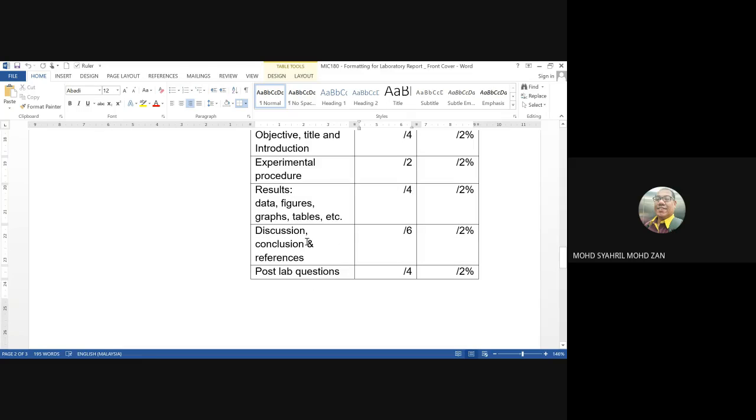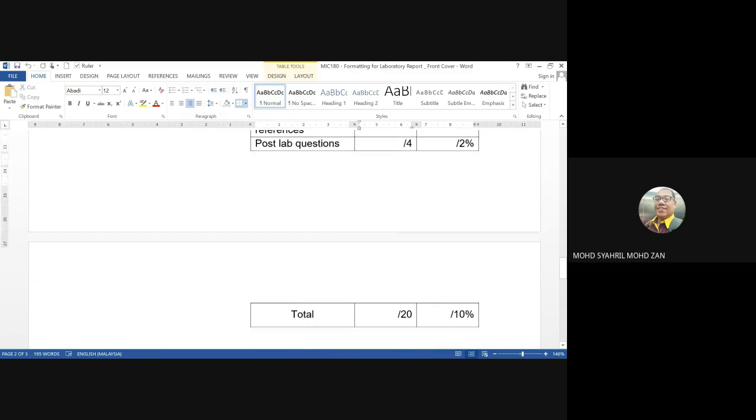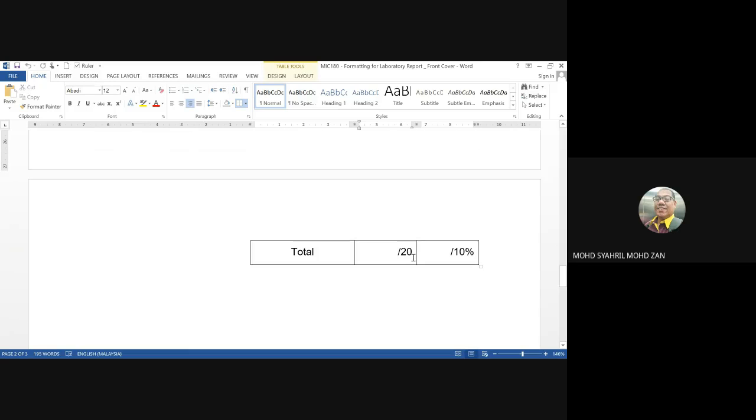Discussion, conclusion, and references: these 3 parts will give you 6 marks and will be converted to 2%. Then there will be a post-lab question, which you can find inside your manual. Please answer all the questions. You will get 4 marks and we'll convert it into 2%. So the total will be 20, and these 20 marks will be converted into 10%. So you will get 10% for the lab report from the lab sessions.